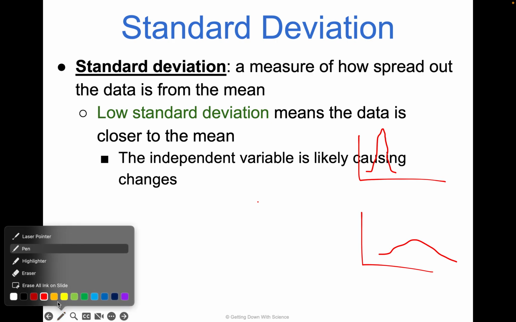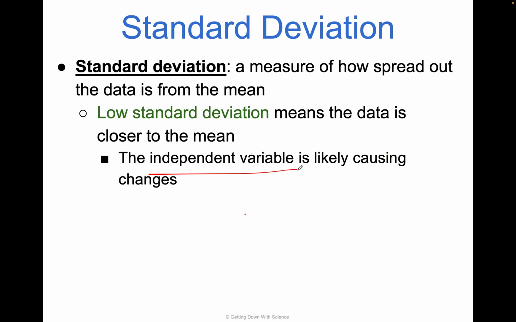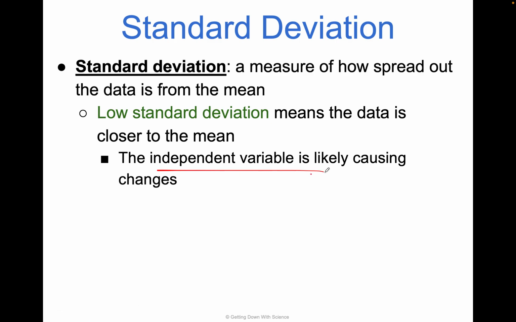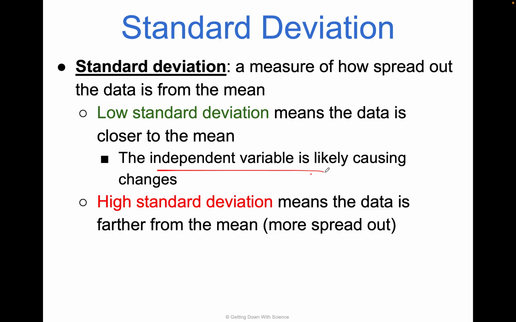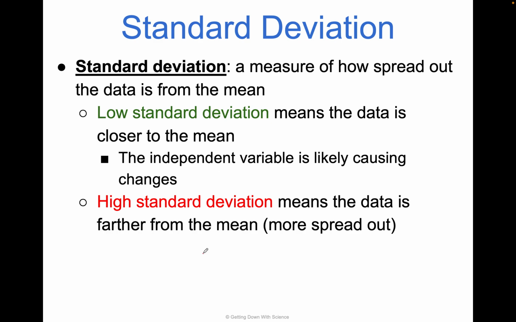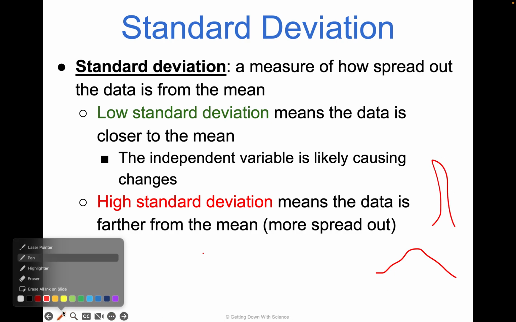If you have a low standard deviation, that means that your independent variable, the variable that you are changing, is causing the changes we see in the dependent variable. This is good. We want low standard deviation because that means that the thing that we are doing in the experiment is the thing that's causing the change that we see. That's great. You have low standard deviation. Beautiful. High standard deviation, not necessarily bad, but we don't really want to see it with accurate data sets. It means that the data is further spread out from the mean. So again, it kind of looks like that as opposed to up and down like that. Okay, so it's more spread out.